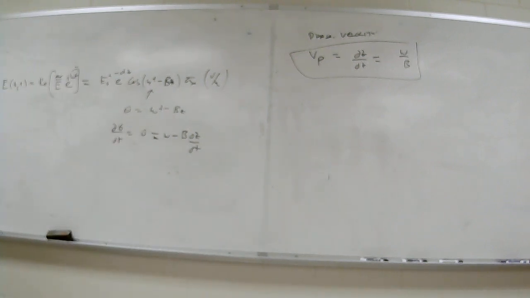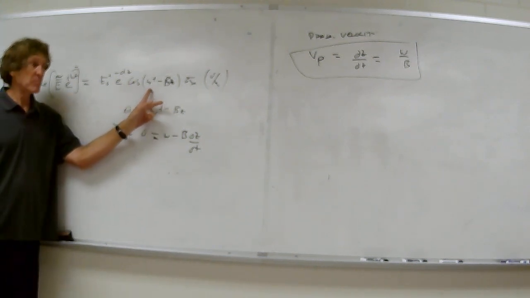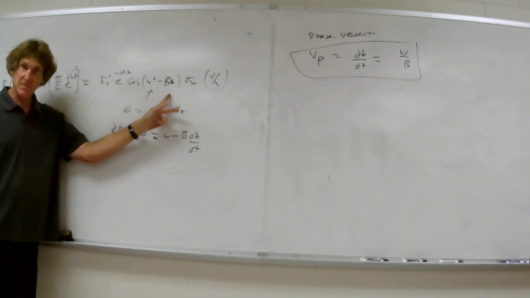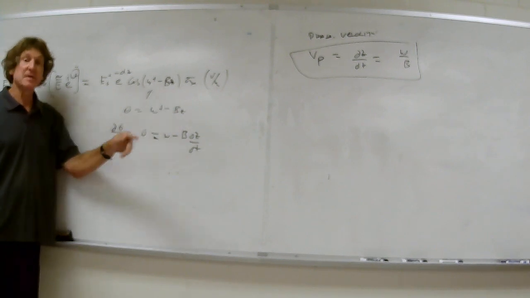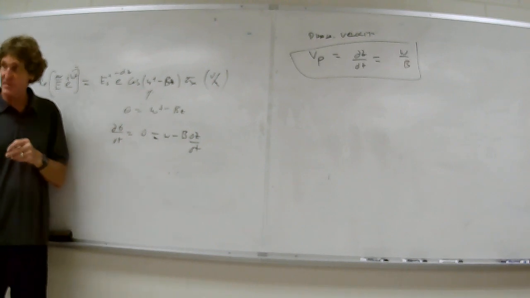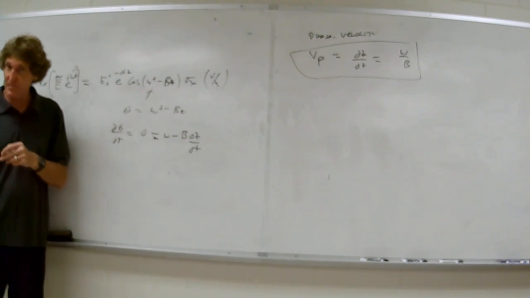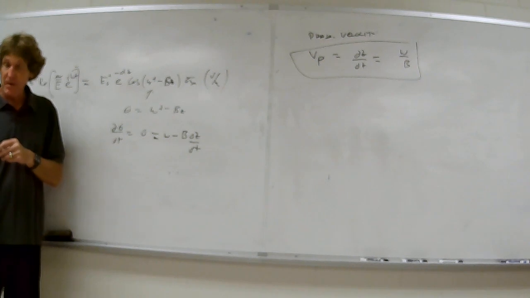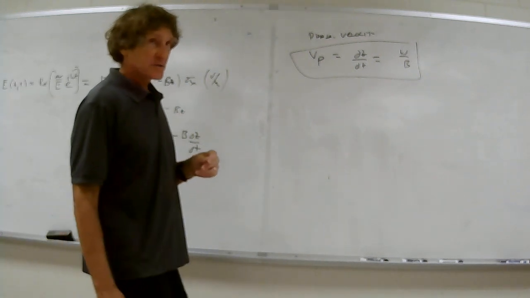Now you'll notice that it's positive. If it was a negative going wave, then the argument here would be omega t plus beta z. If you did the same thing I just did, you would get a phase velocity with a negative sign to it. All right. That's phase velocity.